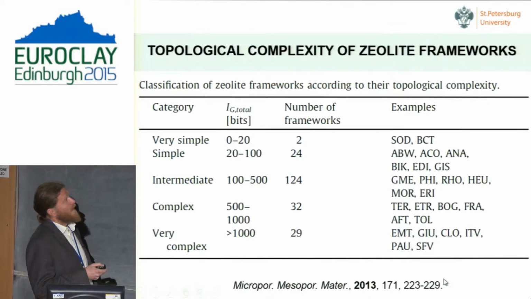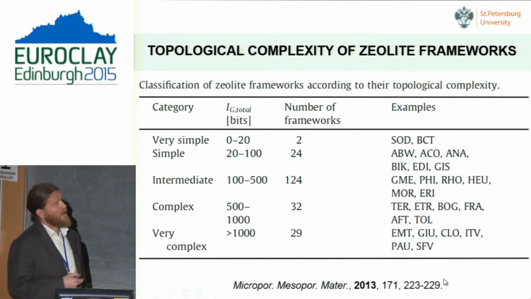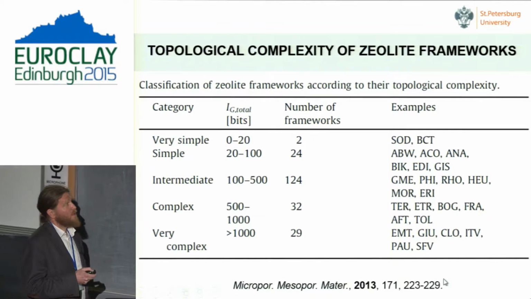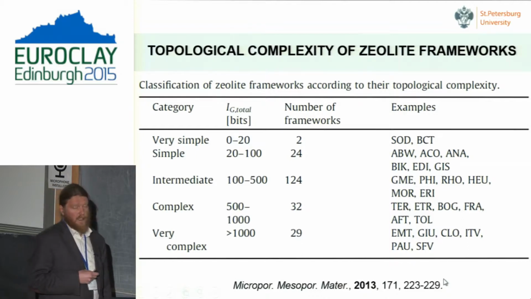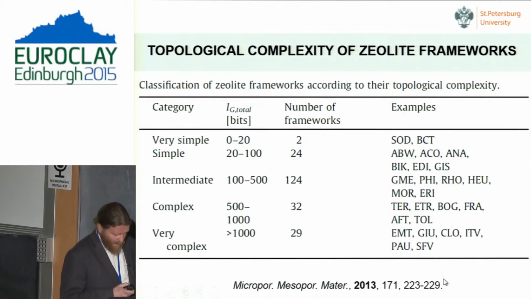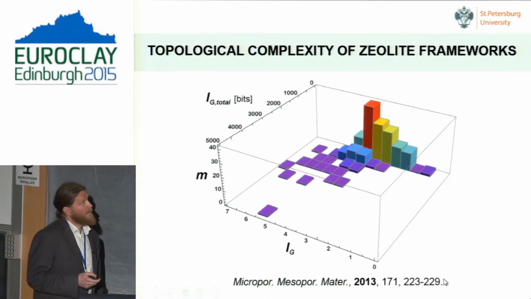that most of zeolites belong to this intermediate range of complexity from 100 to 500 bits per unit cell. The simplest zeolite is sodalite. The simplest topologically, from a topological point of view, is sodalite.